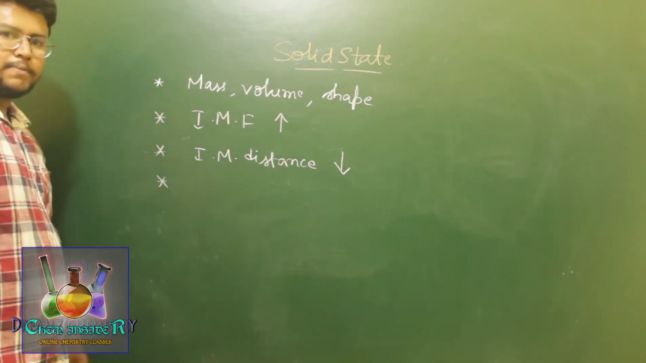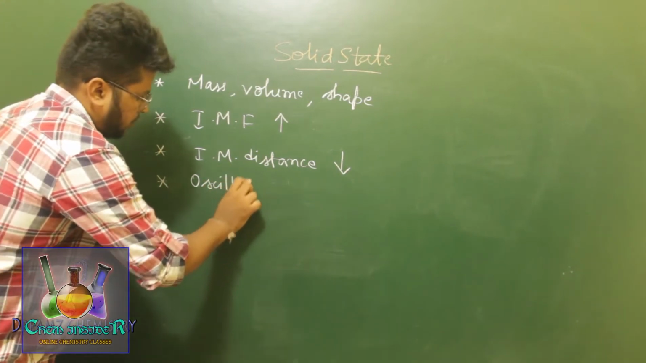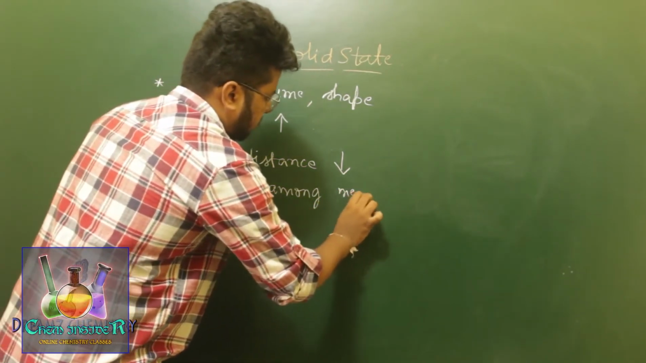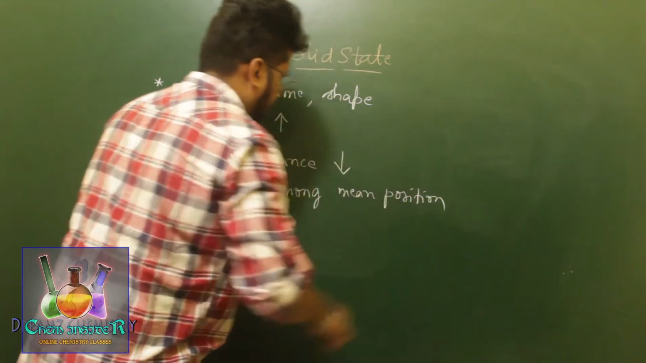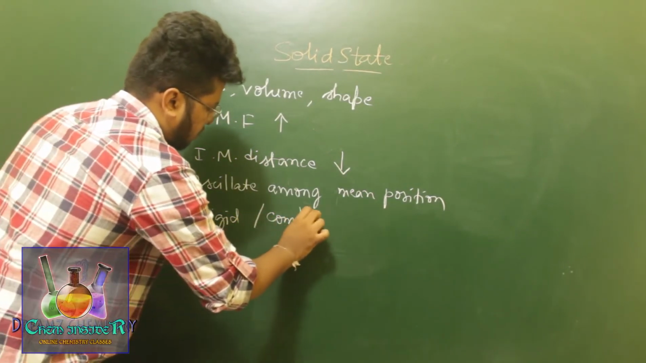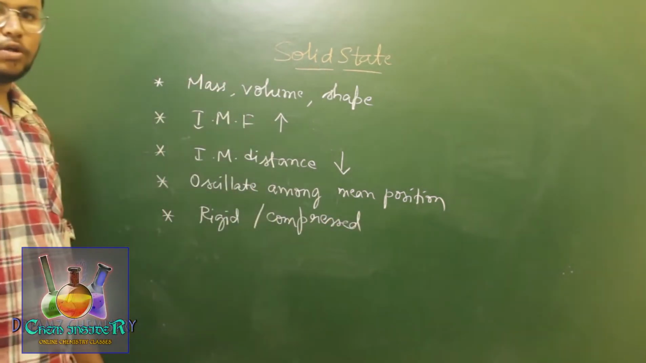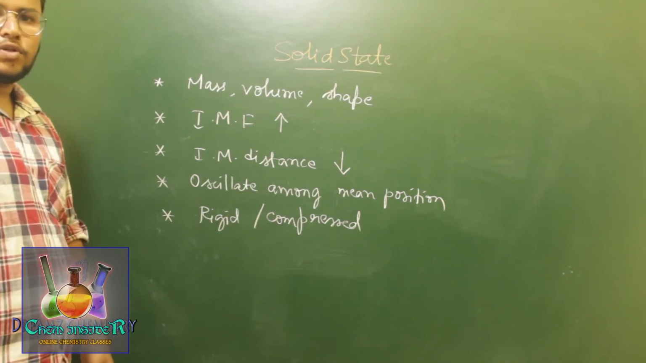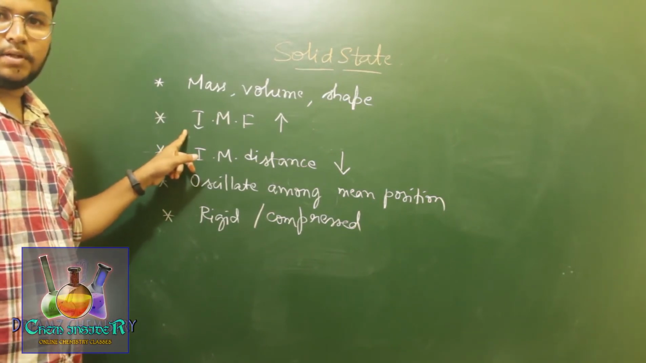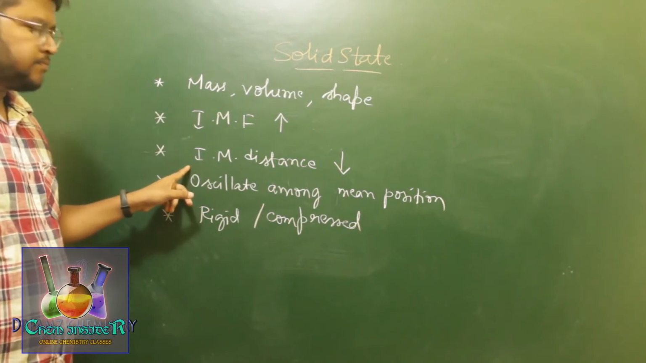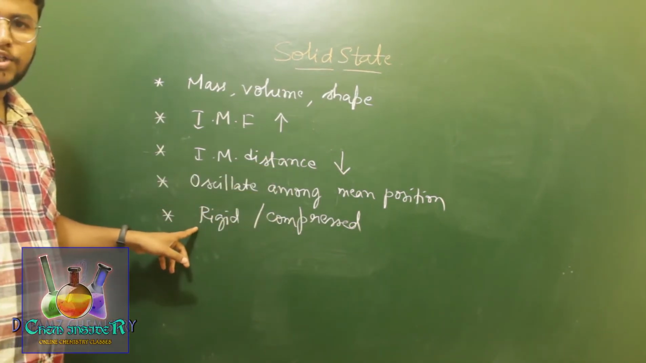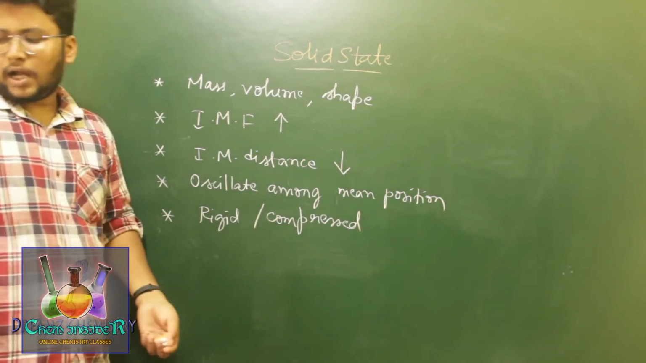Further, we have observed that the particles oscillate about their mean position. And the next point is they are rigid and cannot be compressed. In general we call it non-compressible. So these are the five characteristic properties of a solid: definite mass, volume and shape; very high intermolecular force of attraction; very less intermolecular distance; particles oscillating about their mean position; and they are rigid and non-compressible. So these are the characteristics of a solid.